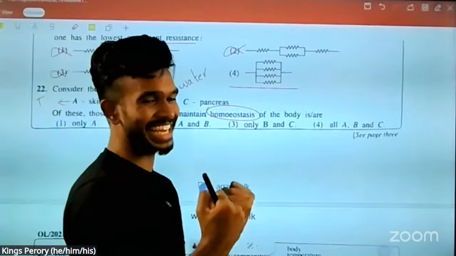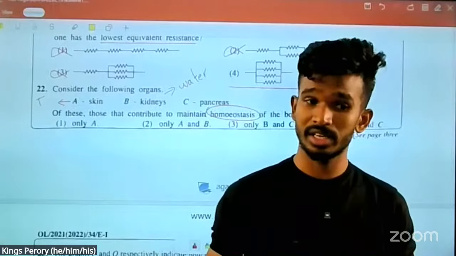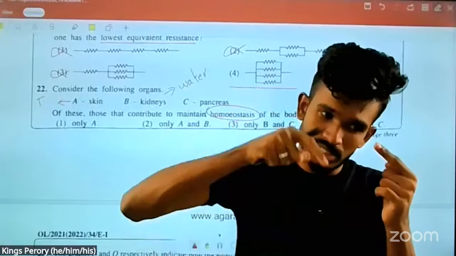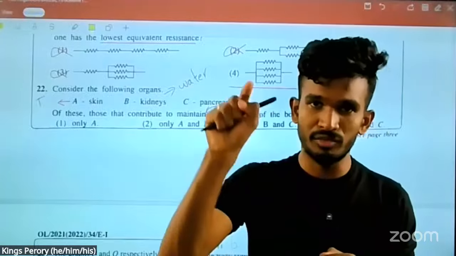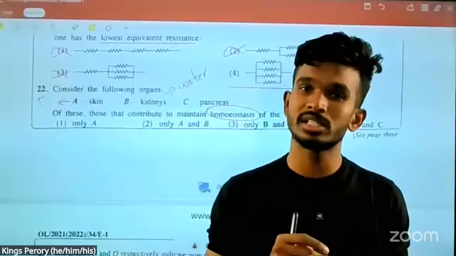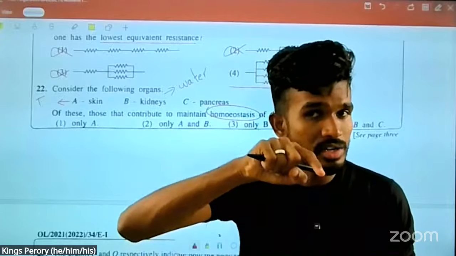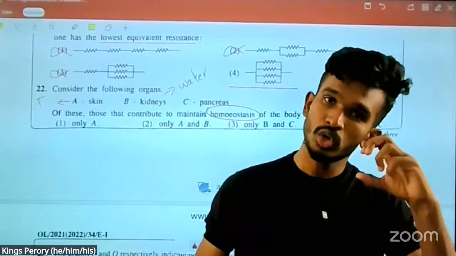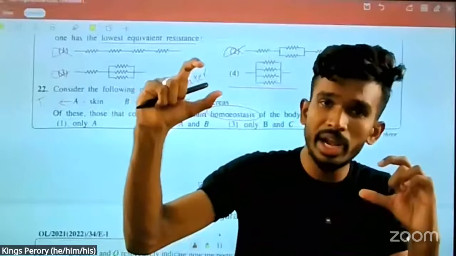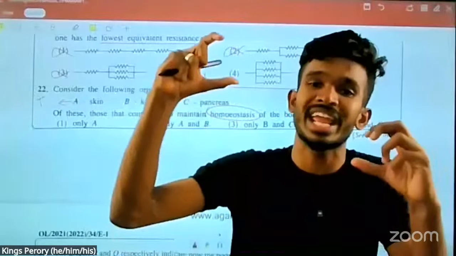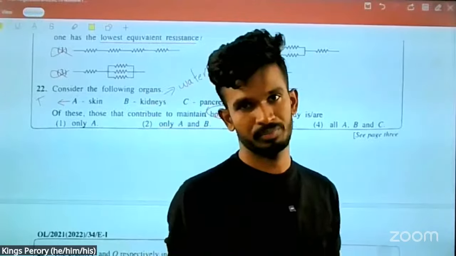Pancreas secretes insulin and glucagon hormones. Inside the pancreas, you have islets of Langerhans. Inside islets of Langerhans, we have alpha and beta cells. Beta cells secrete insulin, alpha cells secrete glucagon. Insulin converts glucose to glycogen. Glucagon converts glycogen to glucose. Basically, insulin and glucagon help us to maintain our glucose level, which means the pancreas helps us to maintain our glucose level. Keep that in mind.